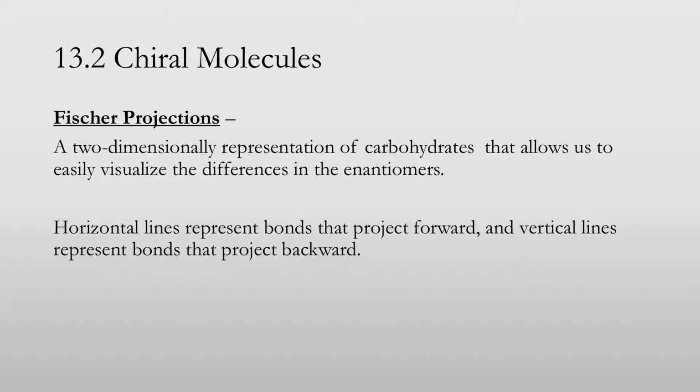Now we move on to Fischer projections, and these are two-dimensional representations of carbohydrates that allow us to easily visualize the differences in the enantiomers of carbohydrates. In these drawings, horizontal lines will represent bonds that project forward to your face, and vertical lines will represent bonds that project backward away from you or behind the plane of whatever you're looking at. If it's a piece of paper, behind the paper, or if it's a screen like you're going to look at on this video, it would be behind the screen.